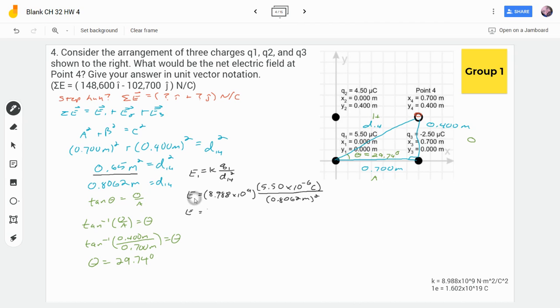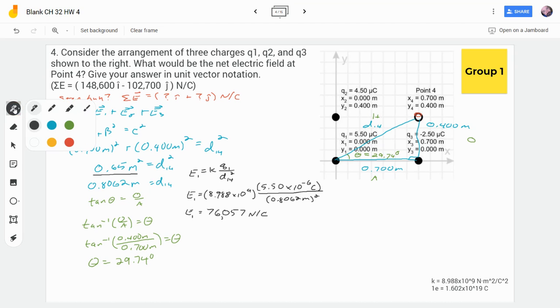So again, this is E1. I should have the subscripts. So the electric field due to the first charge ends up being 76057.1, et cetera, newtons per coulomb. So that's how big the electric field due to charge 1 is.